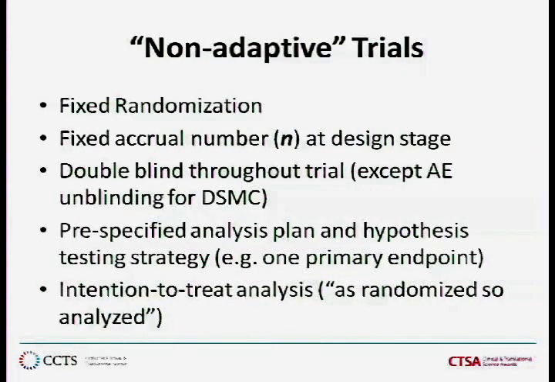We always specify ahead of time what the plan will be for analysis, what the hypothesis test will be. But in adaptive trials, you might be able to change the primary endpoint. That's fairly controversial. It's a possibility, especially if you have multiple endpoints that go into a composite. You may decide, I'm going to drop that one from the composite at an interim analysis. Very complex. Intention to treat analysis is something that we always talk about.